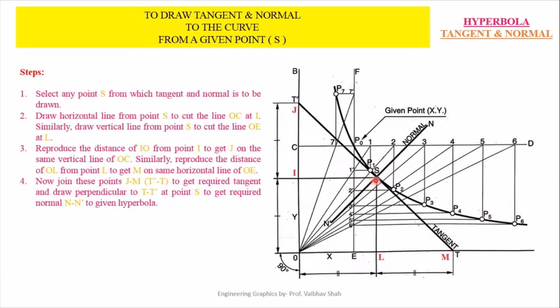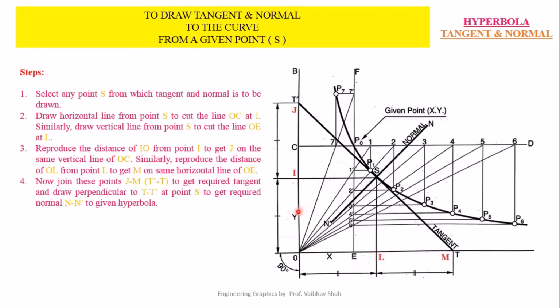After getting this S point, we have to draw one horizontal line like this from this S point and one vertical line from this S point. This horizontal line from your S point will intersect this vertical axis at point I. And the vertical line from your S point will intersect this horizontal line at somewhere here. And we will denote this point by L.